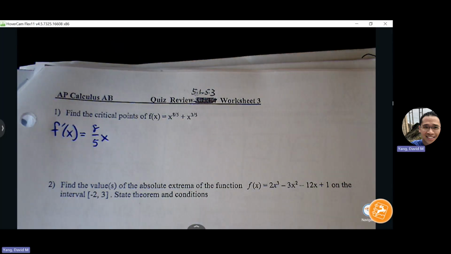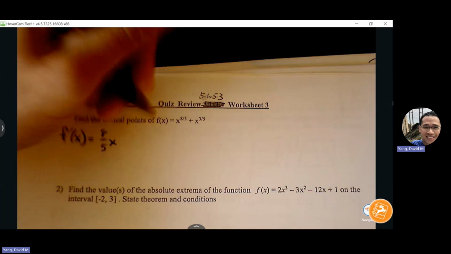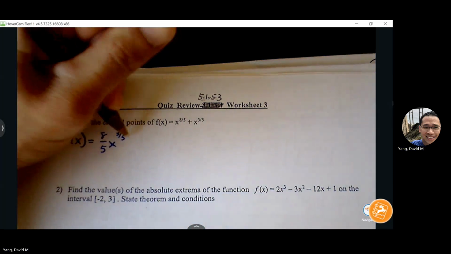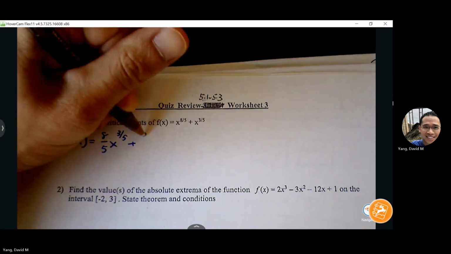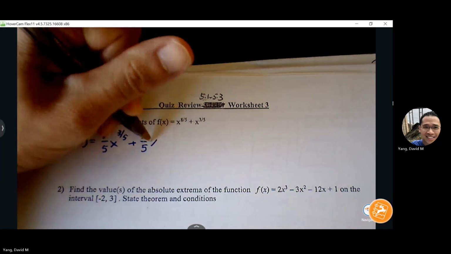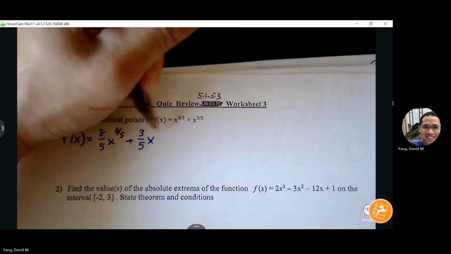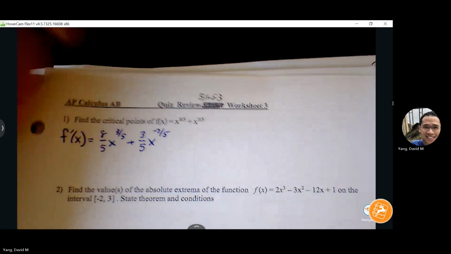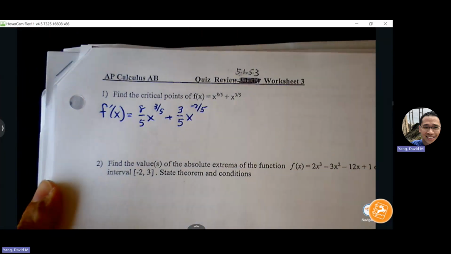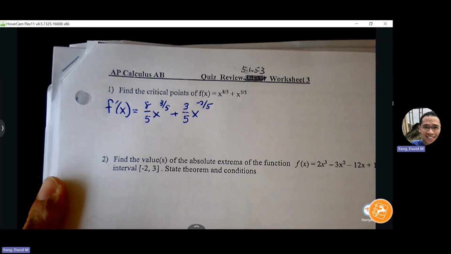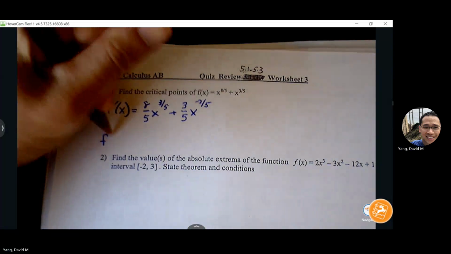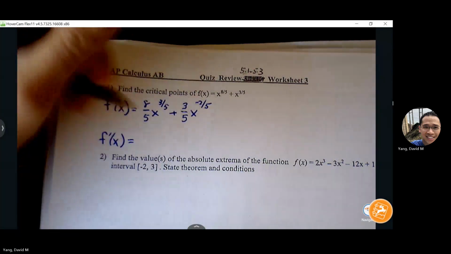What's my new exponent there? What's my 8/5 x to the what? 8/5 minus 5/5 is 3/5, so 3/5, and negative 2/5. Okay, we have to clean this up. We have some fractional exponents on the variables we have to deal with, so let me clean this up.